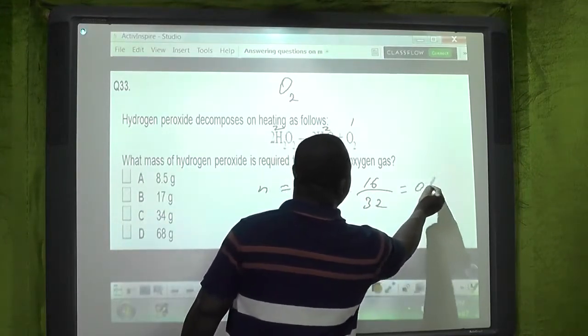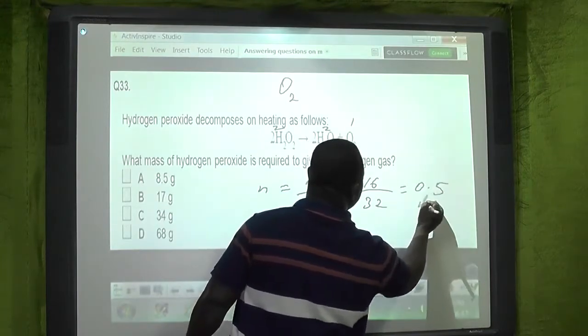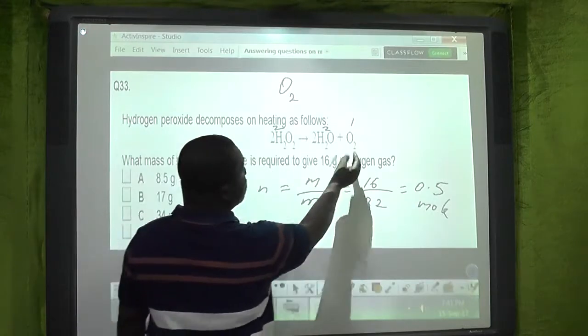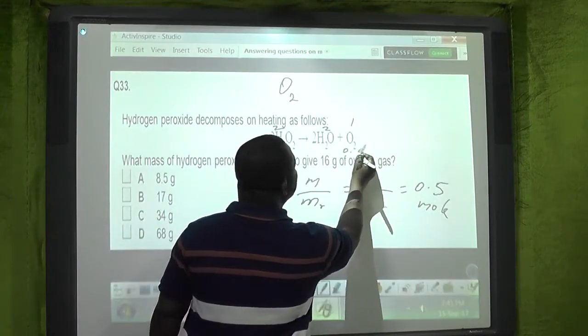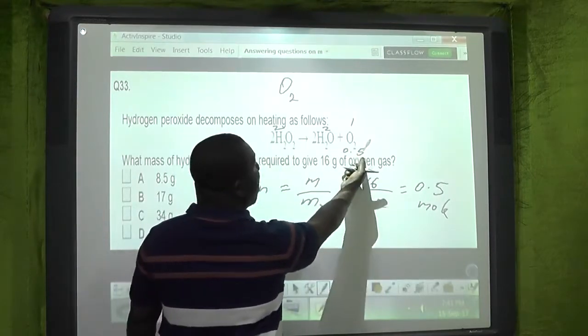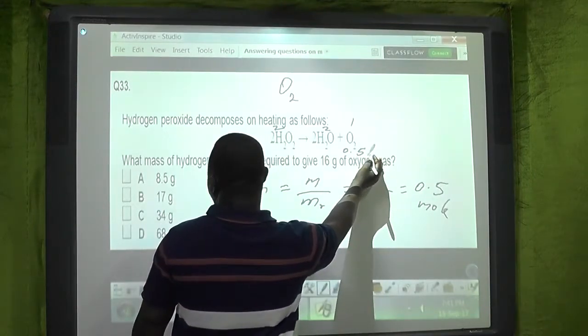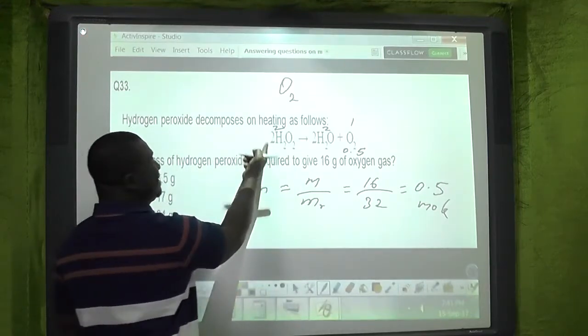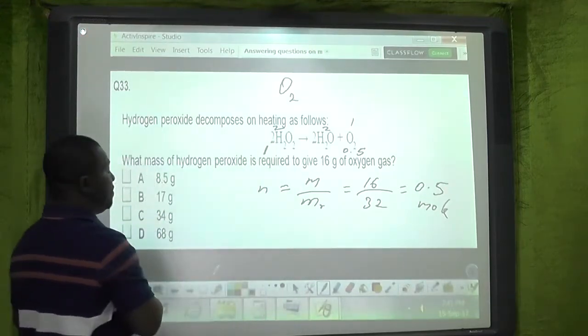So it is 0.5 moles. They're asking us what mass of hydrogen peroxide is required to give this. So 0.5 mole of this is what we want. When we had 1 in the equation, 2 produced it. If you want 0.5 mole of it, only 1 mole of this will produce it. What is the mass of 1 mole of hydrogen peroxide?